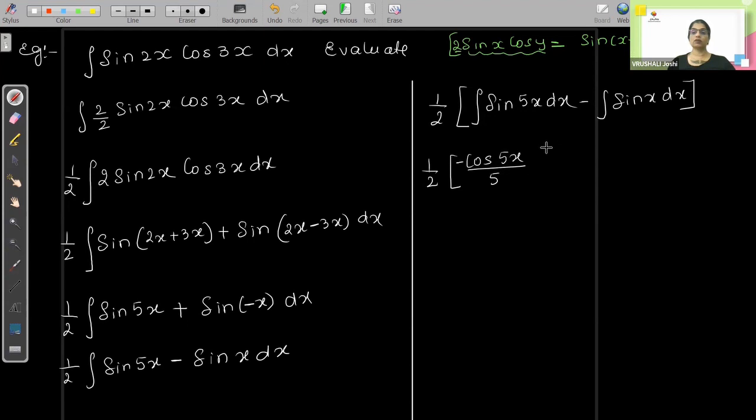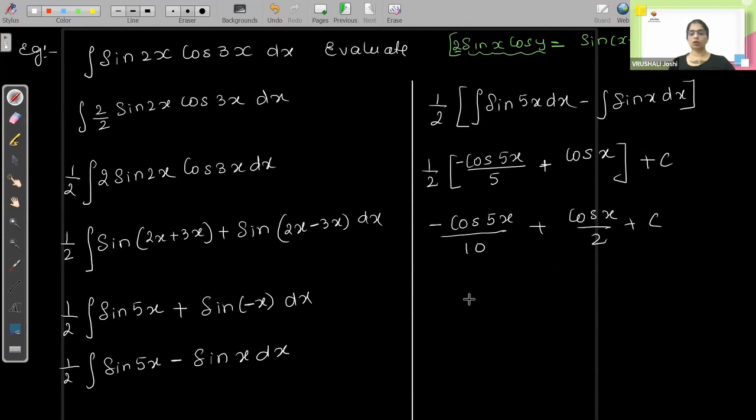d by dx of 5x will be 5, minus derivative of sin x again will be minus cos x. So minus minus becomes plus, and this will be cos x. And then we can put a plus c here. This half has to be distributed to both. So this will be minus cos 5x by 10 plus cos x by 2 plus c.